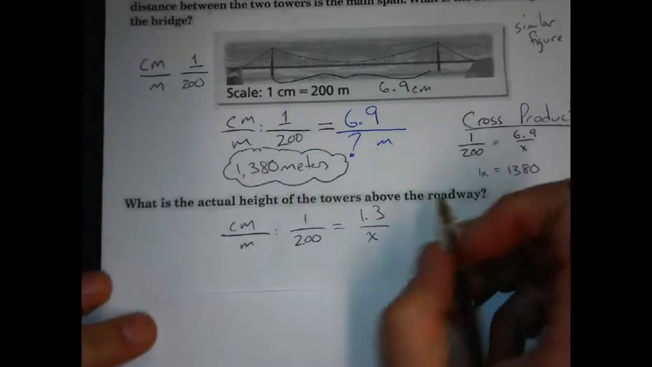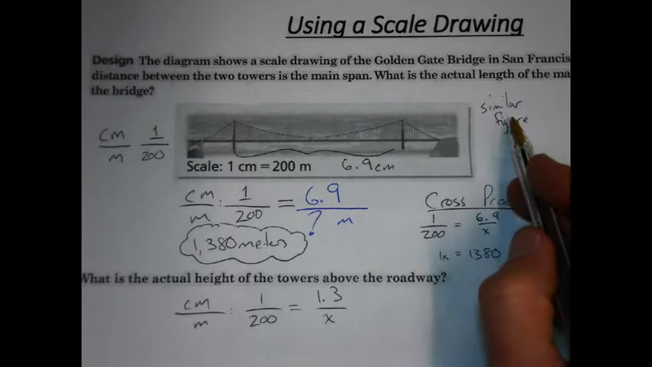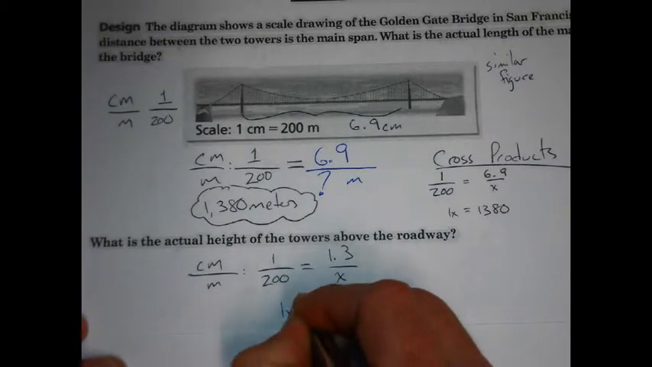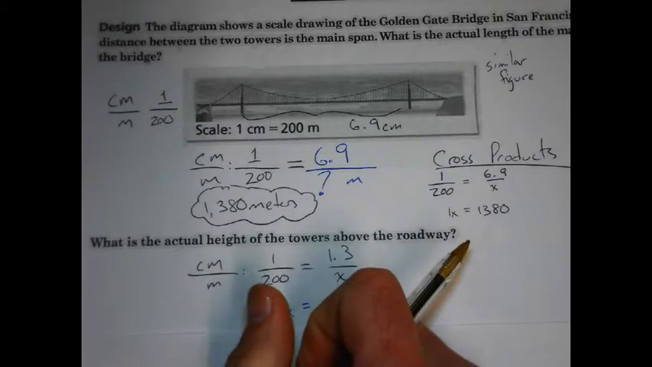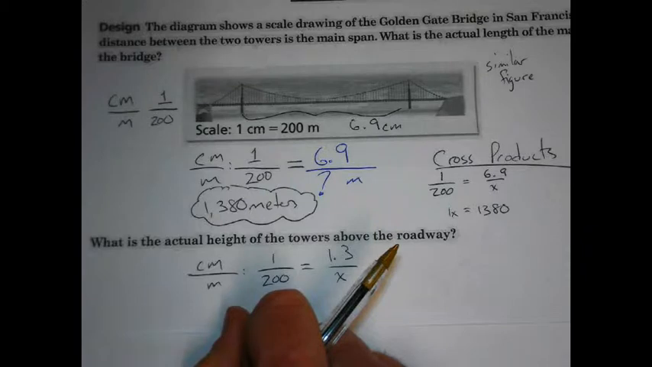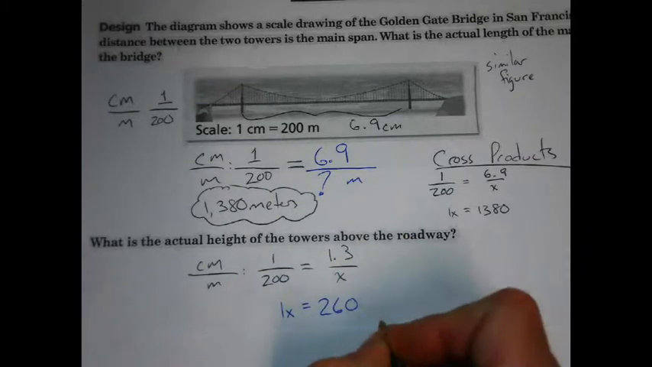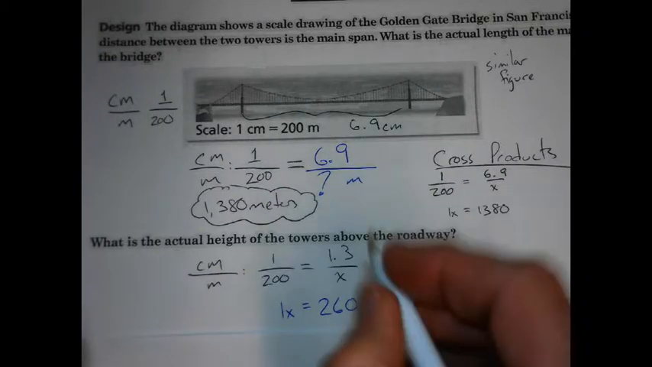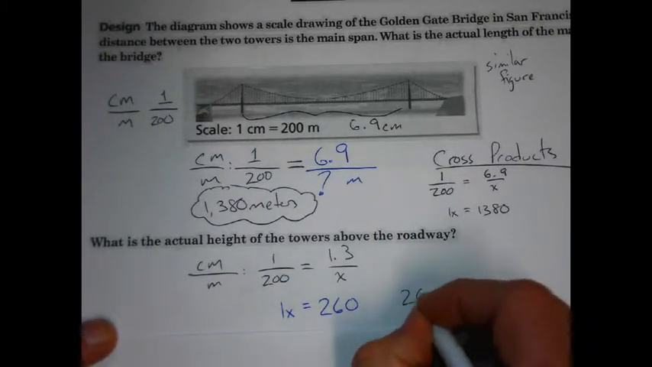So what does this mean? We have similar figures. Now, why is this important? I'm going to show you in a second because of the previous notes. So these are cross products, and then, of course, 200 times 1.3, and again, cheating with a calculator. I don't feel like doing that in my head right now, if you don't mind. So it would be 260 meters. So the height of one tower is 260 meters.